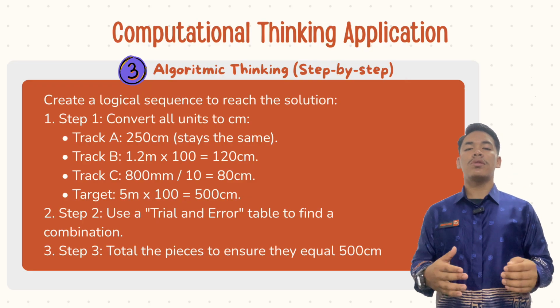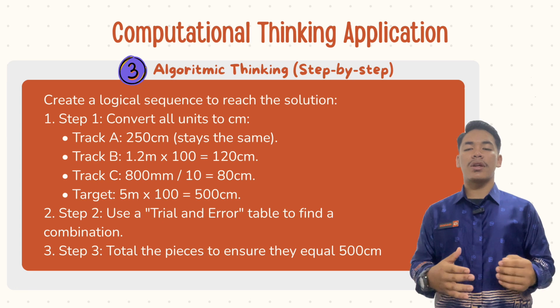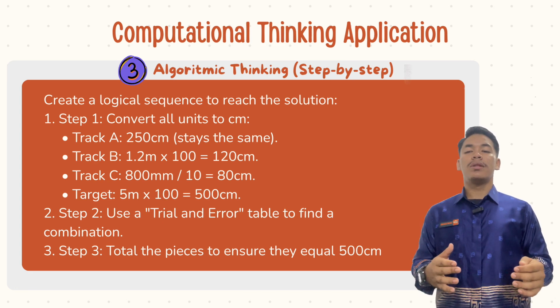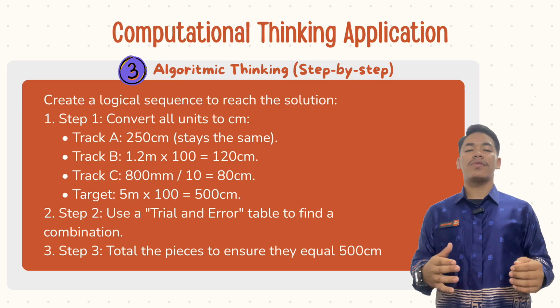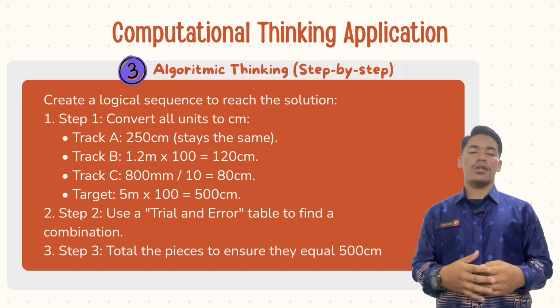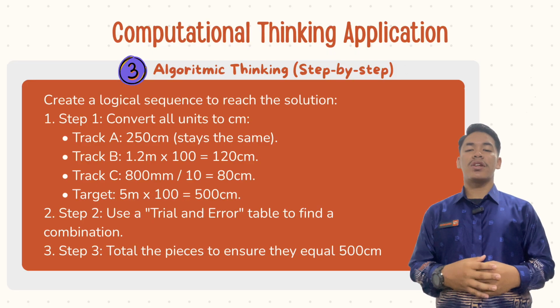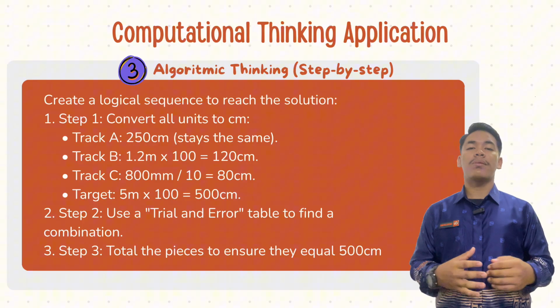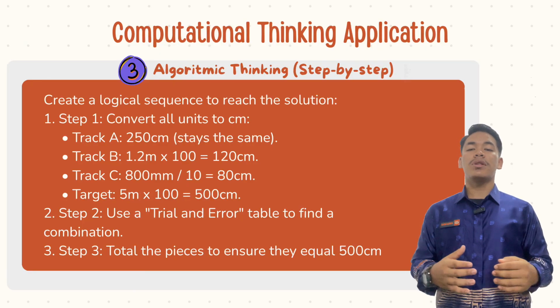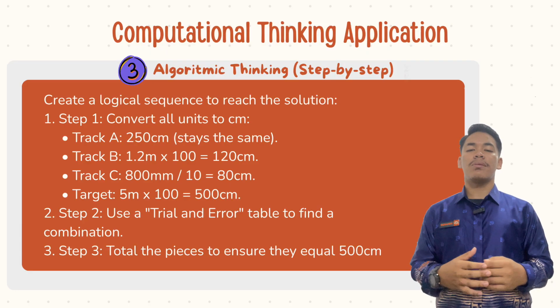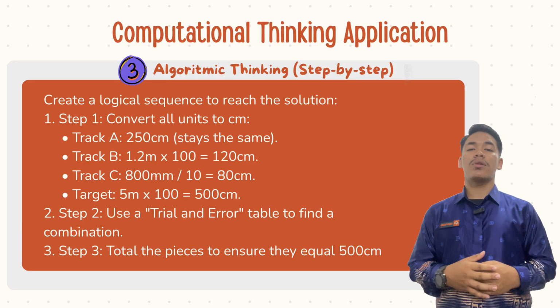This is where students use the heuristics of trial and error or making a table. They test different quantities. For example, what if we use one piece of track A, two of track B, and one of track C? Step 3, the verification step. The final instruction is to sum them up. If the total equals exactly 500 centimeters, the mission is successful. If not, they must debug or repeat step 2 with a different combination.